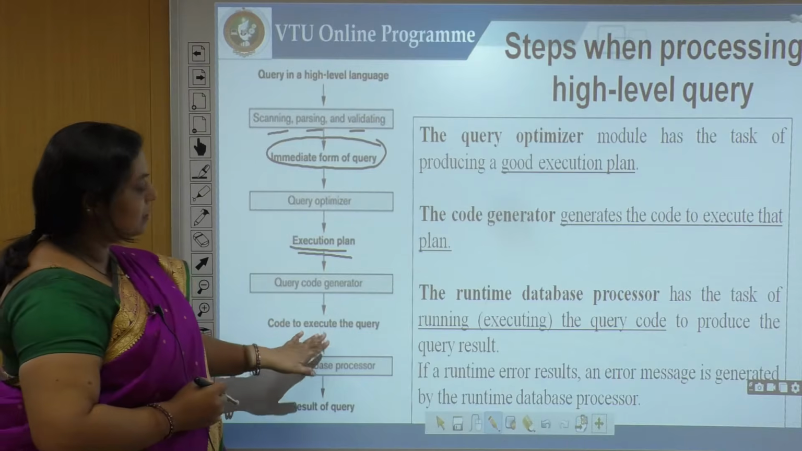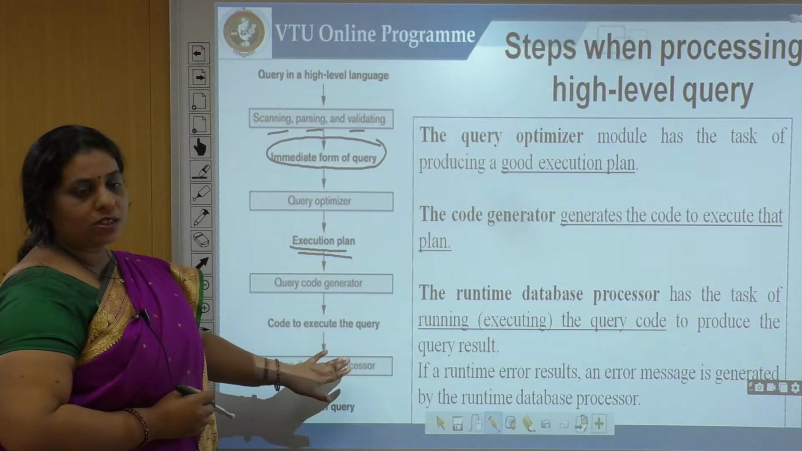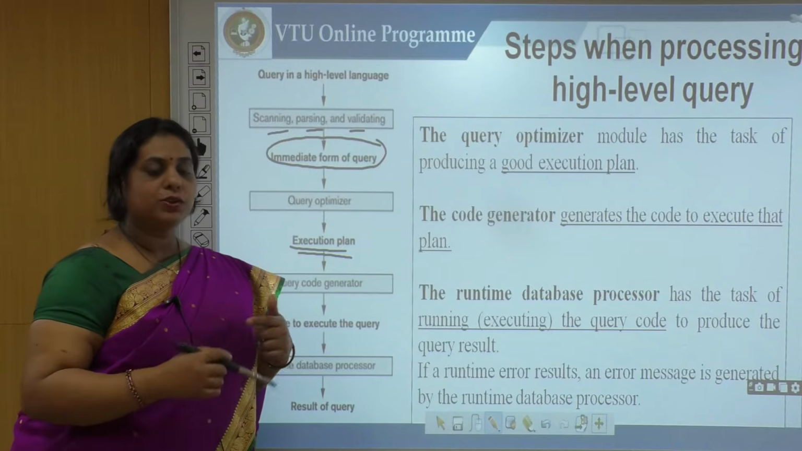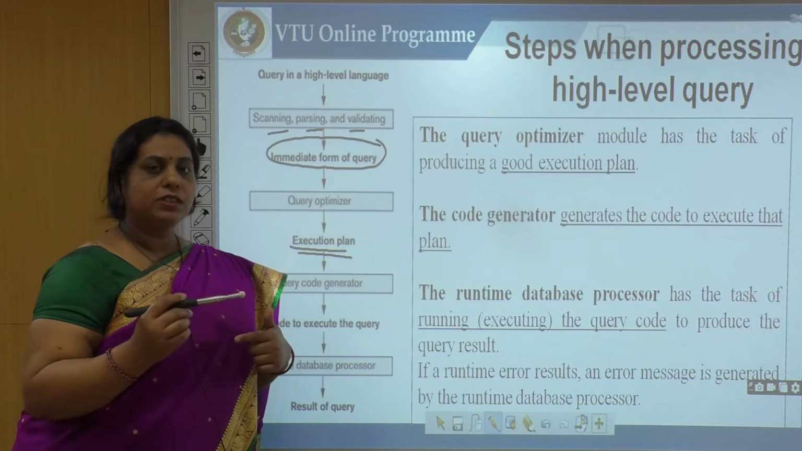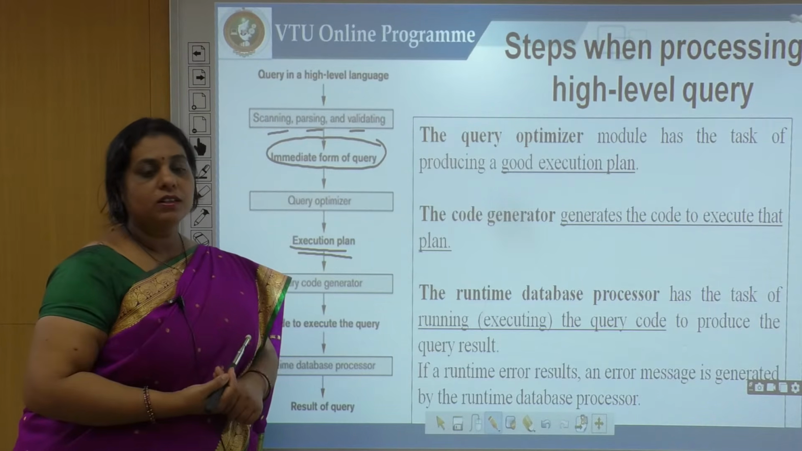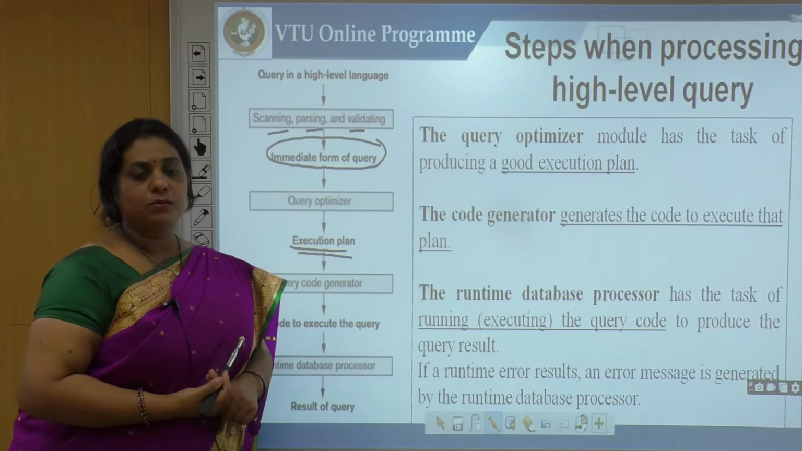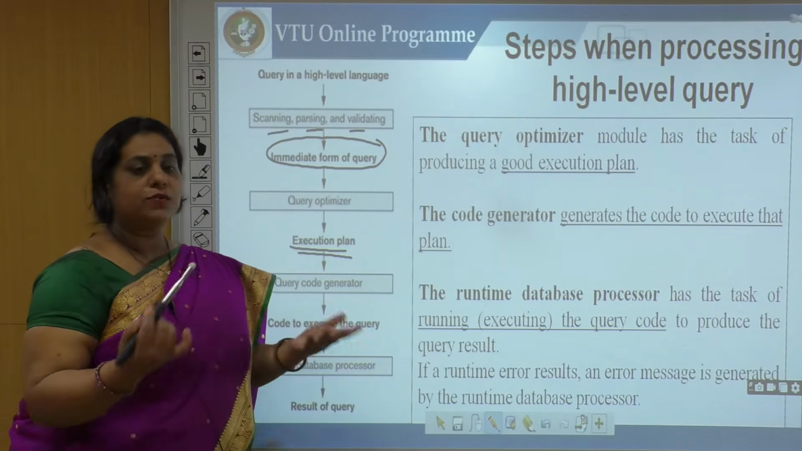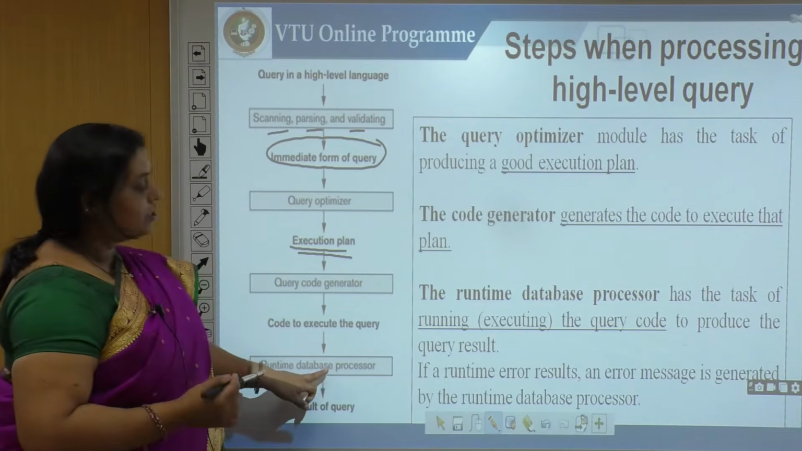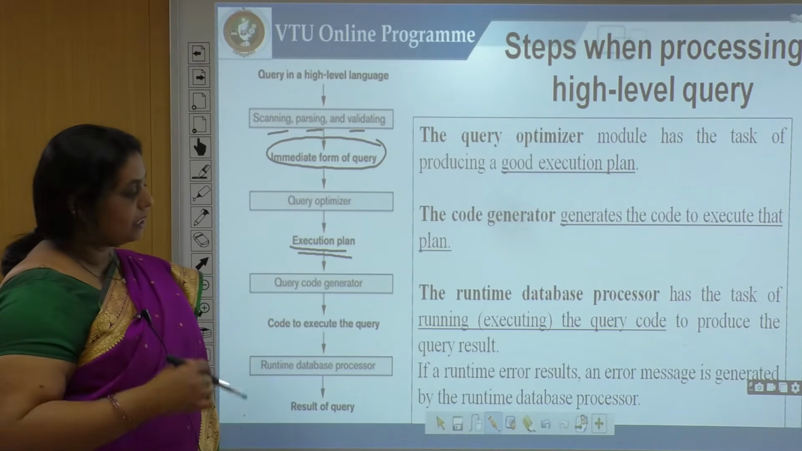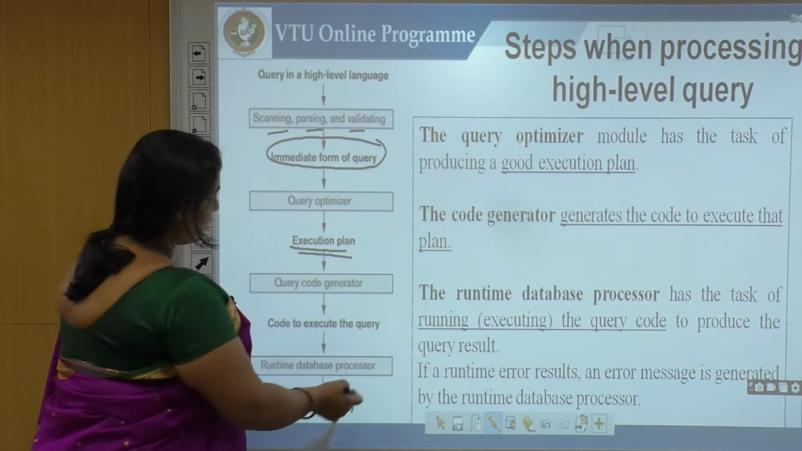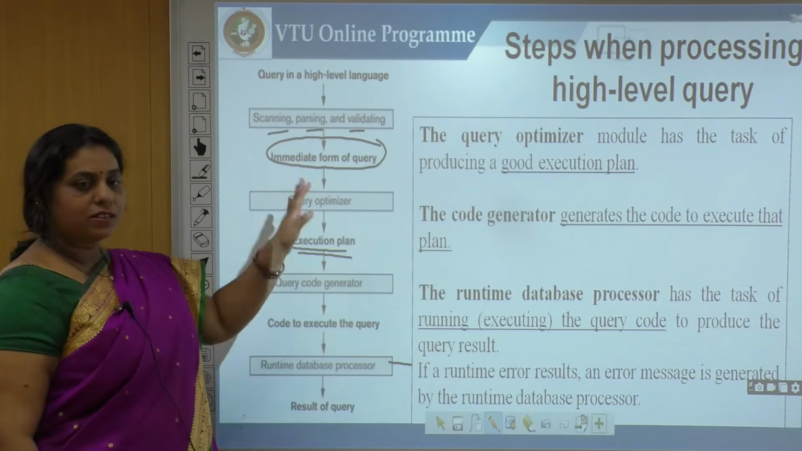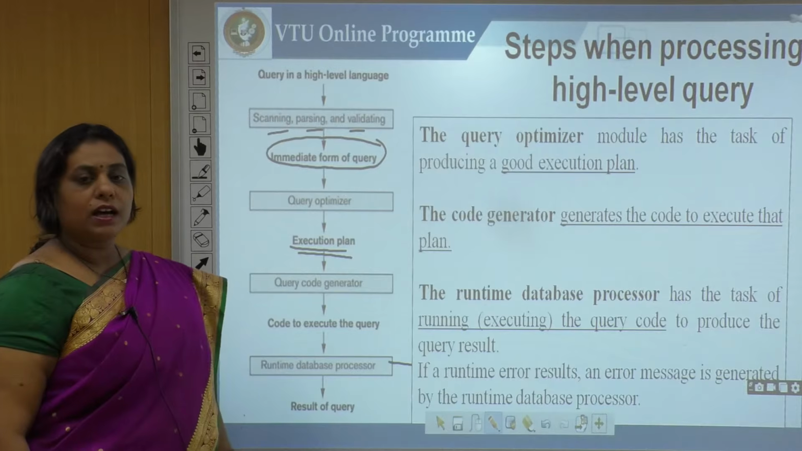Okay, so when it starts executing, what is the meaning? We are into the runtime because our query is actually running. So we are executing it in the real environment, that is runtime. During the runtime, it may come across errors or it may give me the result. So generating a result or generating the error message is the task of the runtime database processor. So these are the steps in the processing of a high level query.